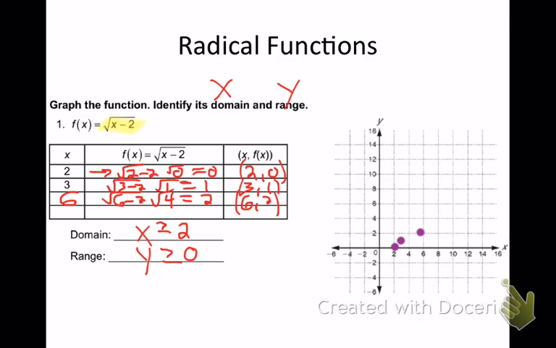And then I have another number after 6. What's another number I need to pick here? 11. Because the square root of 11 minus 2. 11 minus 2 is 9. Square root of 9 is 3. I get the value 11, 3. Okay. And then I graph my function there.